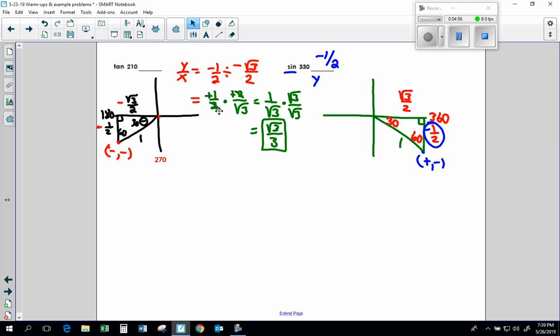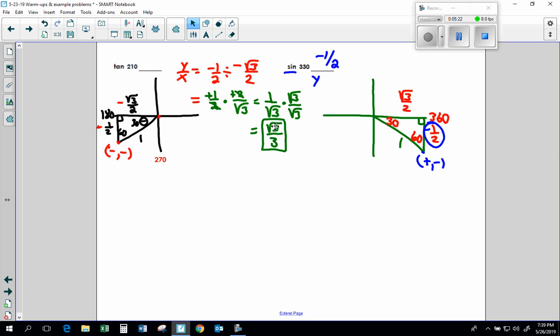The 2's cross cancel, and so when we multiply across we're left with 1 over square root of 3. We now need to remember that we cannot leave any square roots in the denominator, so we need to rationalize the denominator, change it from an irrational number to a rational number, one that can be written as a fraction. So we multiply by that same number, top and bottom, numerator and denominator, because now we're just multiplying by 1, so we're not changing the problem at all.